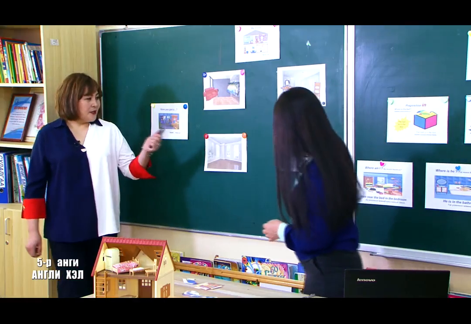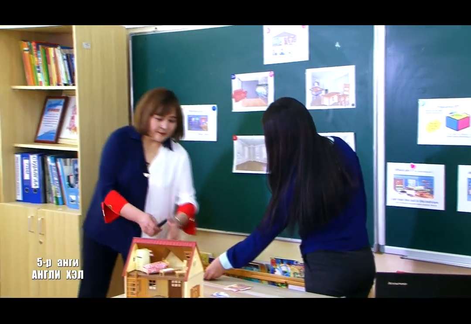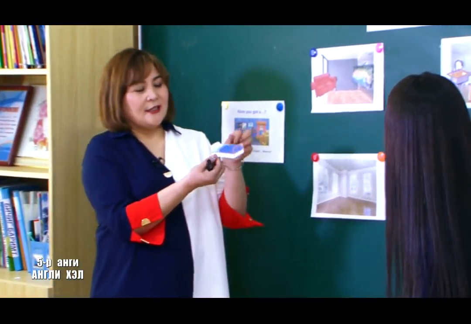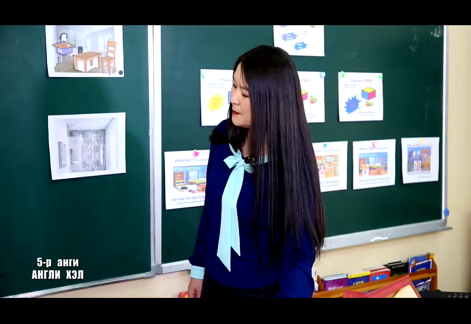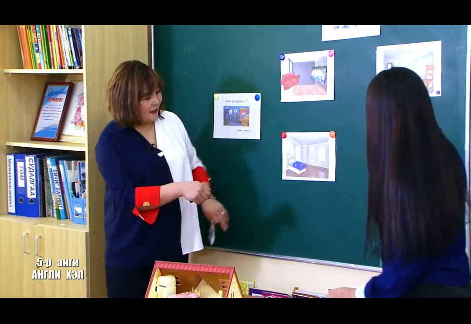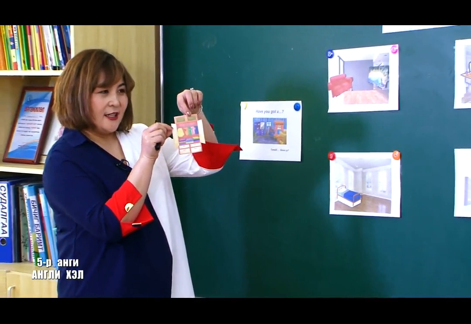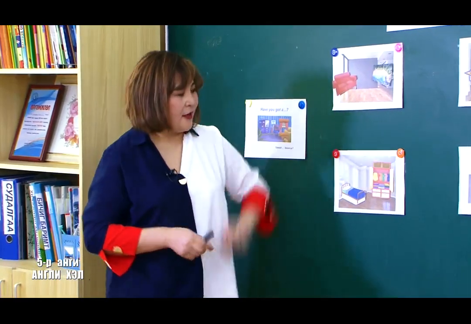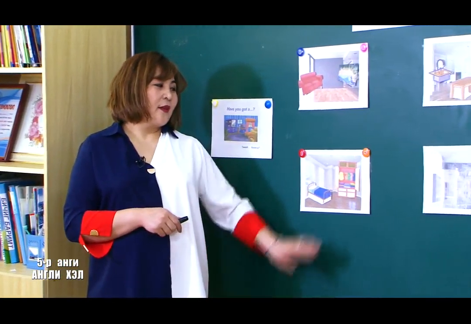Okay, next picture. This is my bedroom. Have you got a bed? Yes, I have got a bed. Okay, one more time. Have you got a bed? Yes, I have got a bed. Very good. What is this? This is a wardrobe. Have you got a wardrobe? Yes, I have got a wardrobe.